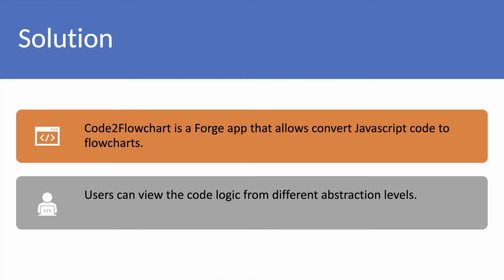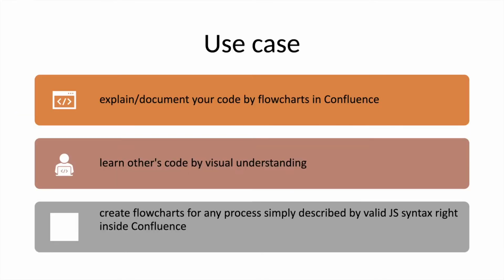So what is the solution to this? My solution is Code2Flowchart, a Forge app that allows users to convert JavaScript code to flowcharts. Users can also view source code from different abstraction levels.